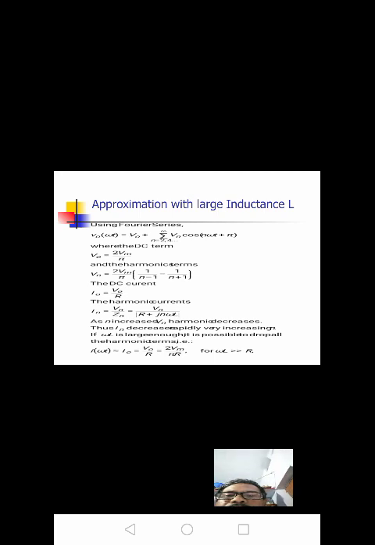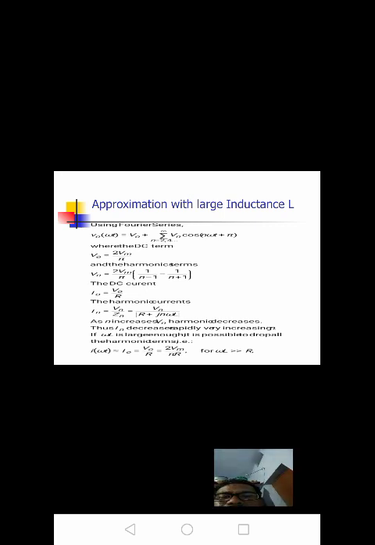Then the DC current I0 is equal to V0 by R. The harmonic current, why? Because due to inductive loads, the harmonics are generated. That will consume some current. The current value In is equal to Vn by Zn, that is equal to Vn by R plus j into n into omega L.